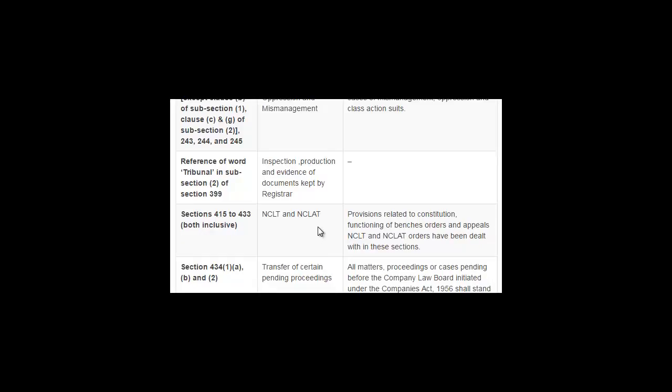Sections 415 to 433, both inclusive, on NCLT and NCLAT, provide for the constitution and functioning of benches, orders, and appeals. NCLT and NCLAT orders have been dealt with in these sections. So totally, the constitution, functioning, benches, orders, and appeals related to NCLT and NCLAT depend on sections 415 to 433, both inclusive.